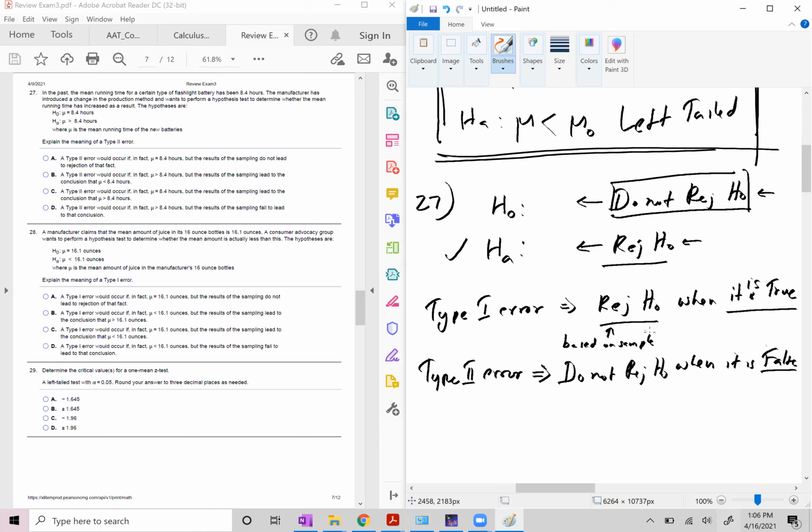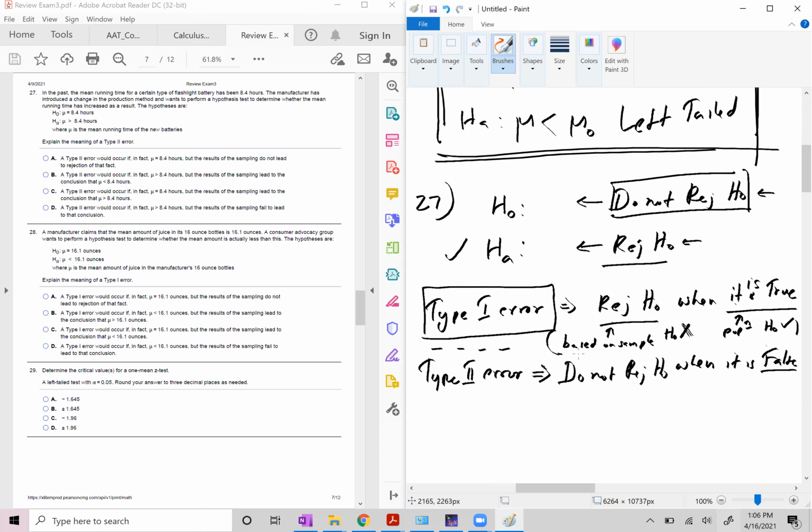We reject the null. Based on the sample, we say the null is wrong, right? Reject the null, right? I'm talking about type 1 error now. But actually in the population, what has happened? The null is true in the population. So this is the type 1 error.